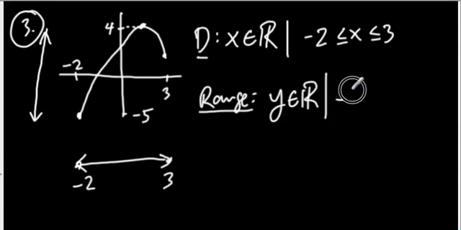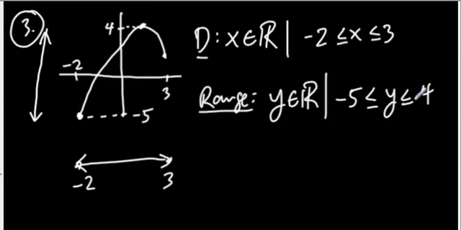It goes from negative 5, right? And make sure this is y now, all the way to 4. And notice how when there's less than or equal to, I put the equal sign because I'm including negative 5, it's part of the range, and I'm including 4 as well, which is part of it. Okay? So that's number 3.